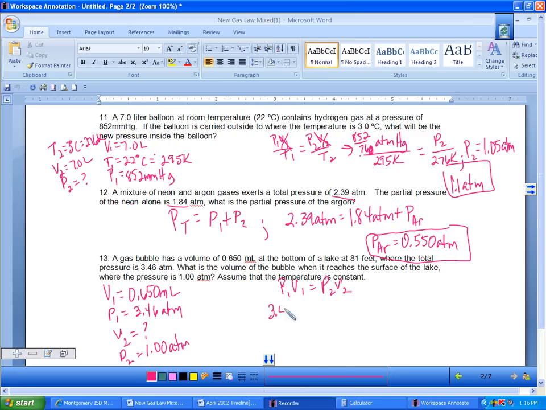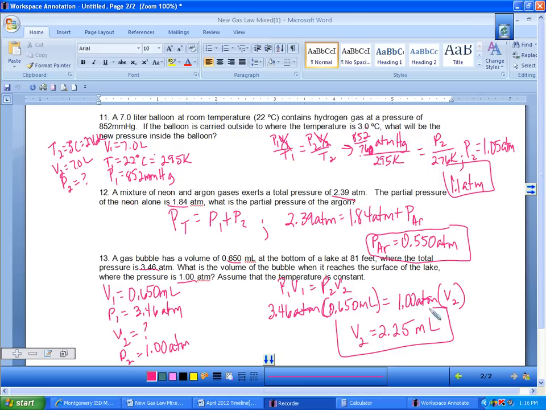So that's 3.46 ATMs. V1 is 0.650 milliliters. Pressure 2 was 1.00 ATMs. And volume 2 is what I was trying to solve for. So those ATMs are going to cancel. I'm going to multiply that times that and divide by 1.00. And when I did that, I got 2.25 milliliters. Now let's check our sig digs and see if that makes sense. I had 3 here, 3 here, and 3 here. So yeah, that looks very good.